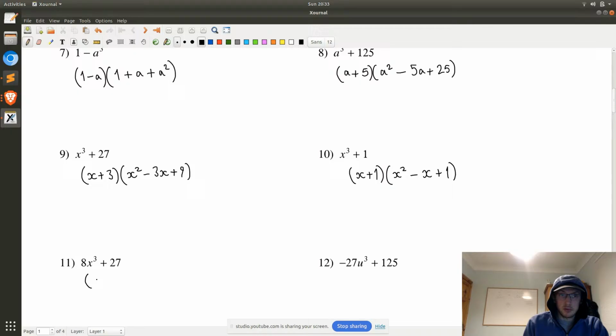It's getting harder now, so concentrate. Okay, it's the cube of 2x and the cube of 3. So 2x is 3, 4x squared.